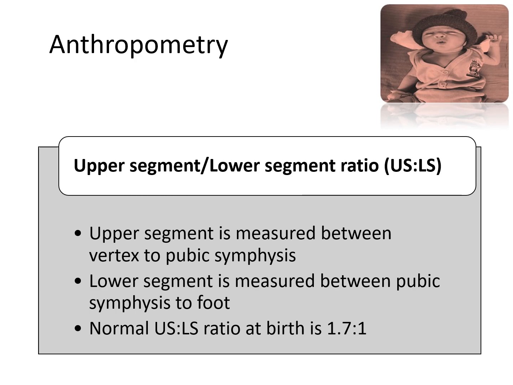Now upper segment lower segment ratios should be measured. Upper segment is between vertex to pubic symphysis, and lower segment is between pubic symphysis to foot. Normal at birth, 1.7:1 is the US-LS ratio.